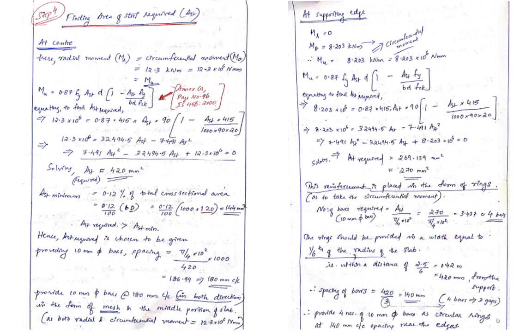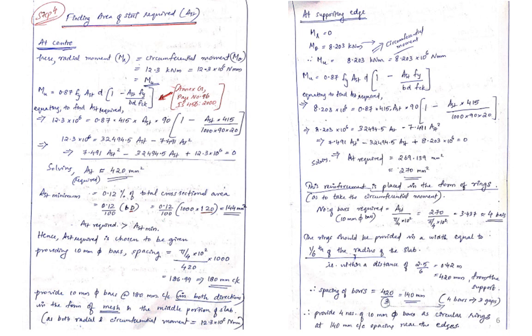of rings. And again it is about the moment at the supporting edge, so it need not be given throughout. So we have to see up to what width it should be given. The rings should be provided in a width equal to 1 by 6 of the radius of the slab. So slab radius is 2.5 by 6, that means 420 mm. Within a distance of 420 mm from the support, these bars should be distributed.